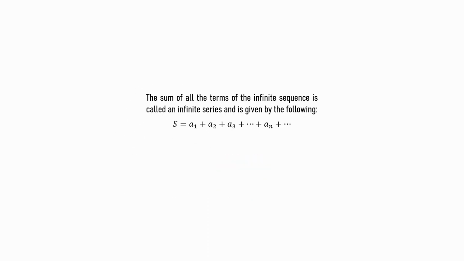And the sum of all the terms of the infinite sequence is called an infinite series and is given by the following. So S is equal to a sub 1 plus a sub 2 plus a sub 3 and so on, and then a sub n and so on.